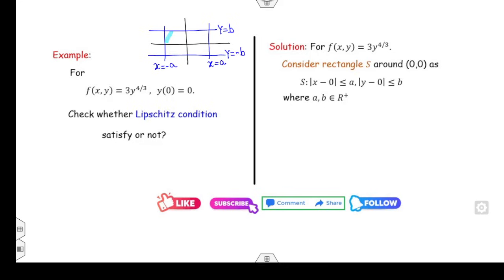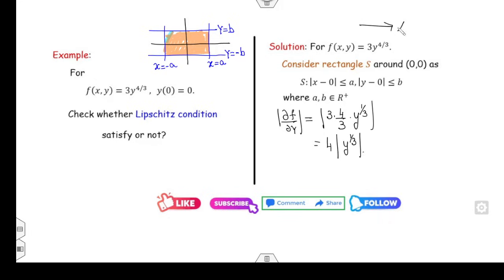So your answer is, this is my complete rectangle. Fine. Clear. Now we can start with the derivative. Because the modulus is not written, we can start with del f upon del y. So it is 3 into 4 over 3 y raised to power 1 over 3. So that 4 is outside, y raised to power 1 over 3.